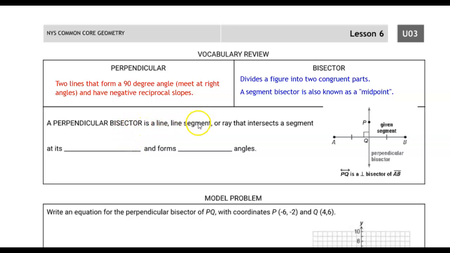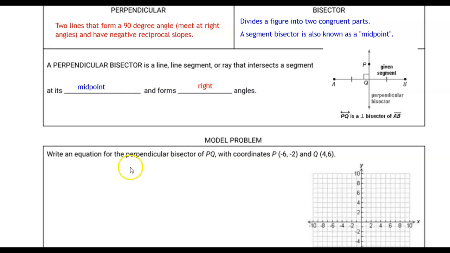It could be a line, it could be a line segment, or it could be a ray, but what it does is it cuts the thing in half and forms right angles. So it intersects the segment at its midpoint and forms right angles. With that information in hand, let's take a look at the model problem.